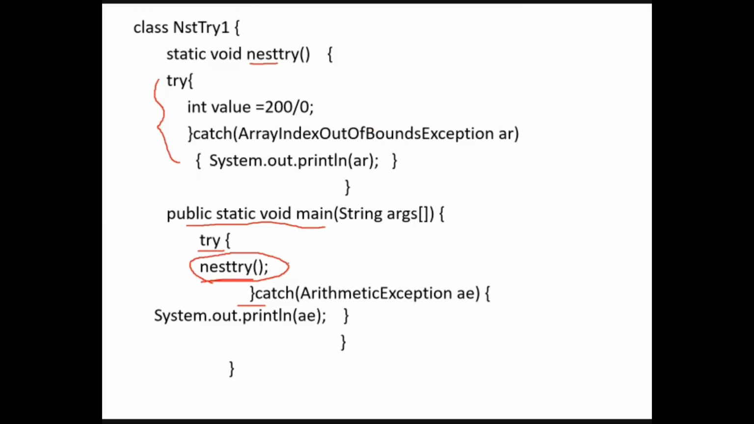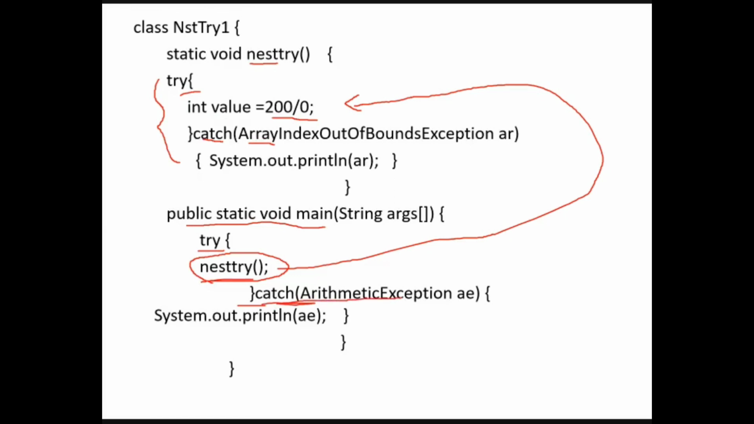Now, when I call this function, control will come to this definition, and then here divide by 0. So this will create an arithmetic exception, but this try block does not have a catch block for arithmetic exception. So now this can be handled by the outer catch block. This one is considered the outer catch, so it is handled by this one. And if I have any array index out of bound exception in this method, that is handled by this catch block.